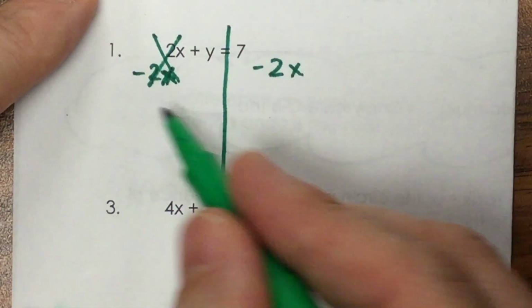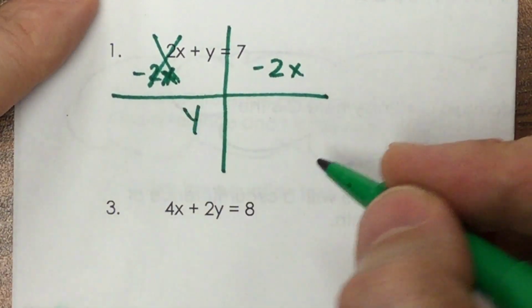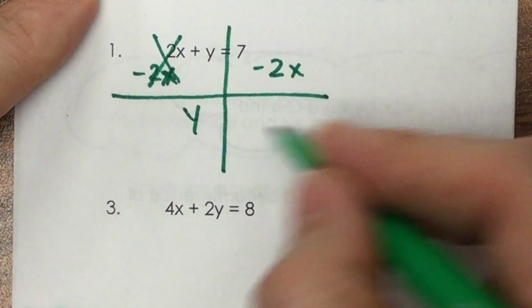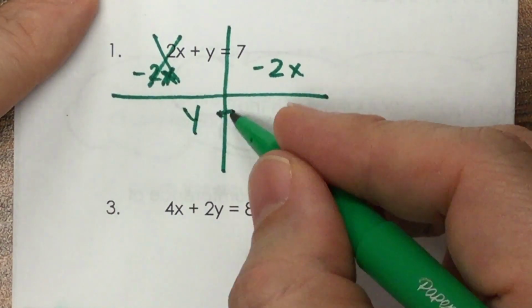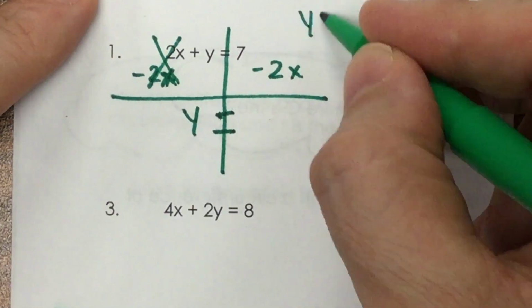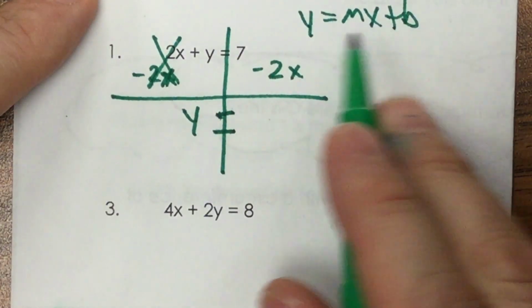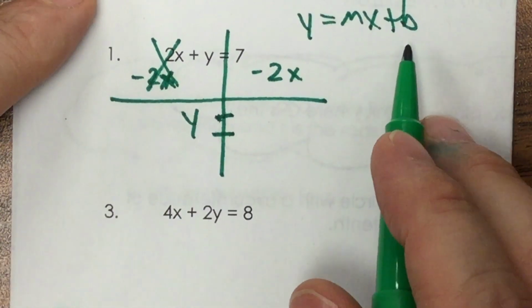It's gone. What do I have left over here? Just y. What do I have left over here? 7 minus 2x. Or if you want to start realizing that you're dealing with slope-intercept form, you could even write it on purpose to match this. It's totally okay either way, honestly.